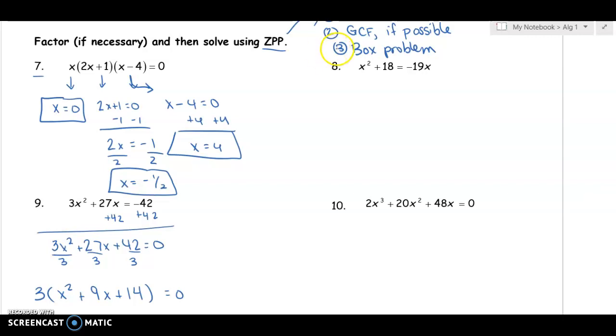I didn't actually finish these steps. I apologize. Let me go back. After you do your box problem, I forgot to mention the ZPP part. Set things equal to 0 and solve.